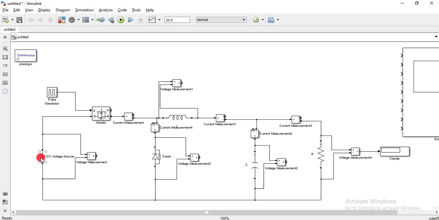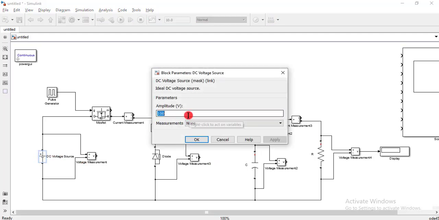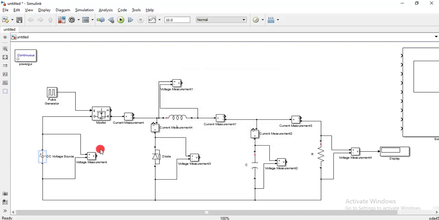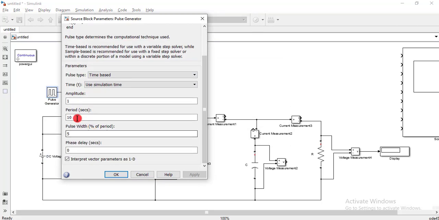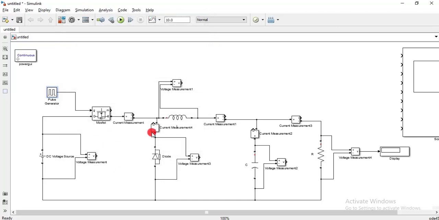Okay, now I am giving 50 volt input. For pulse generator I am giving amplitude of 1 volt and period of 1 by 20,000, and 20,000 is actually 20 kilohertz frequency, and duty cycle of 50%. Okay, and inductor current, this is actually diode current.